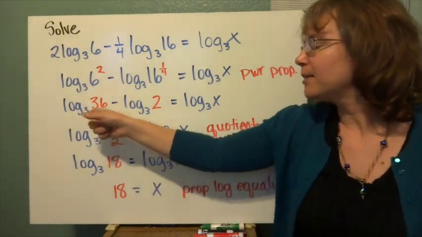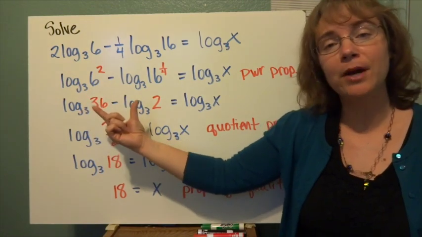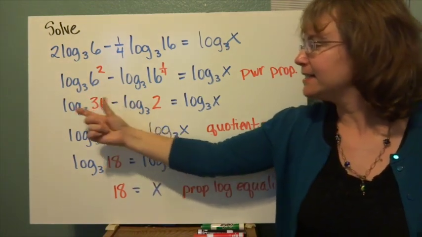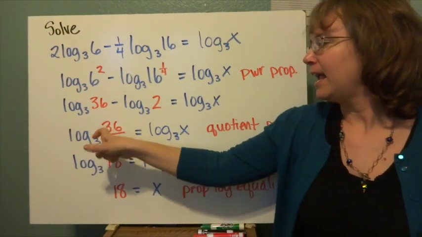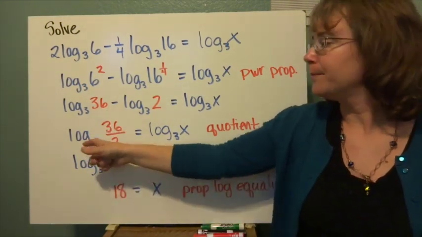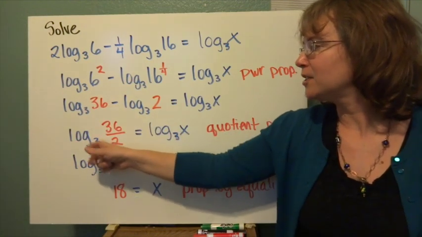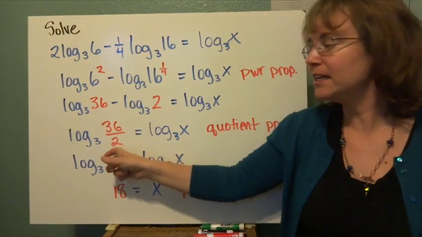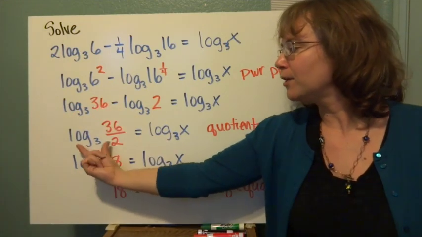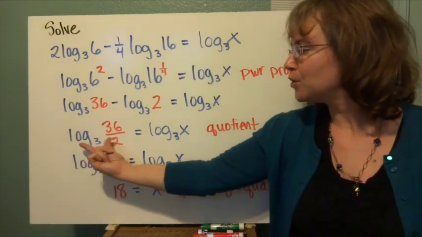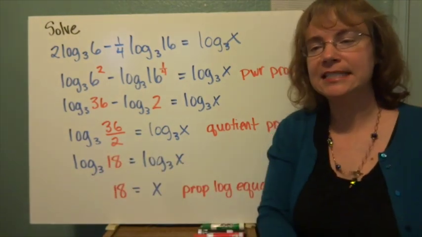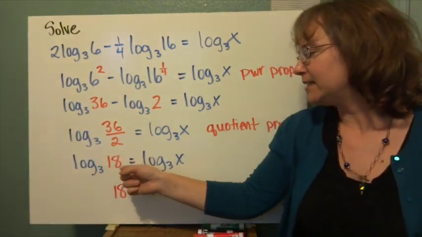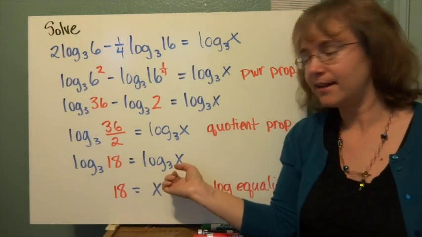So here I'm going to use the quotient property of logarithms. I have a minus sign, I have 2 logs. I can combine those into 1 log, and I can make it be a division problem. So this is the same as log base 3 of 36 divided by 2. Notice I've gone from 2 logarithms to 1 logarithm here, which was my goal. And then I can simplify the 36 over 2 to 18. And I have log base 3 of 18 equals log base 3 of x.